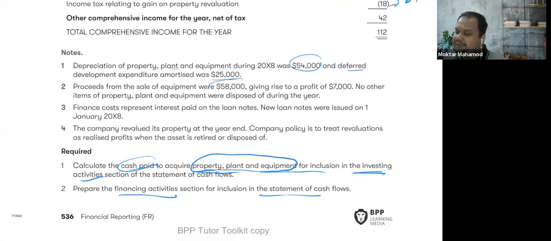Proceeds from the sale of equipment were 58,000. This is the proceeds, meaning this is a cash inflow. If we need to do the investing activity, straight away put the cash inflow of 58,000. Giving rise to a profit of 7,000. So this is profit in profit or loss. No item of PPE was disposed during the year. But you need to know the carrying amount. Very simple. Selling price minus carrying amount equals profit. So we get 7,000 profit. Selling price 58,000. So what is the carrying amount?